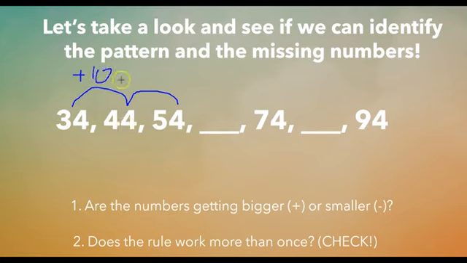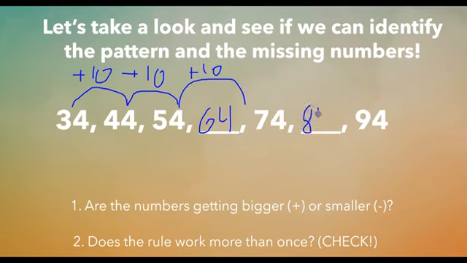34 plus 10 is 44. 44 plus 10 is 54. So my rule is working for this set. And then 54 plus 10 is 64. 64 plus 10 is 74. 74 plus 10 is 84. And 84 plus 10 is 94. So my rule would be plus 10 here. And my blanks are 64 and 84. They fit nicely right in there.